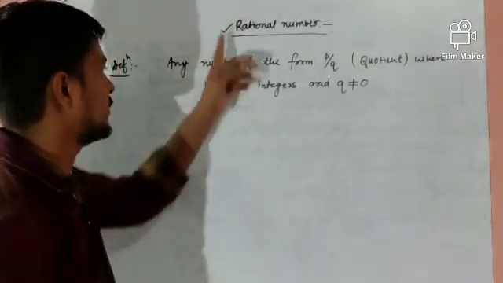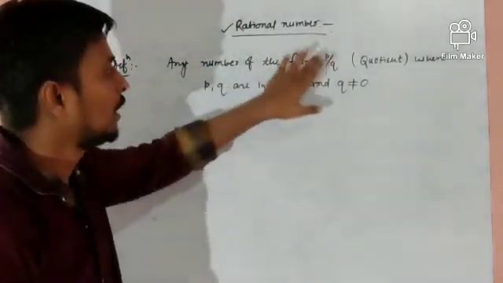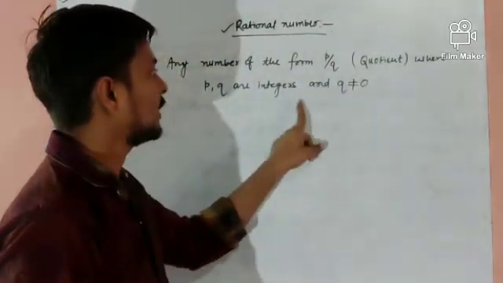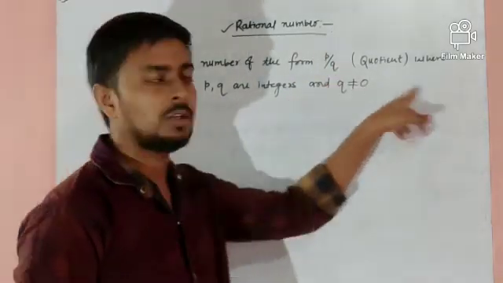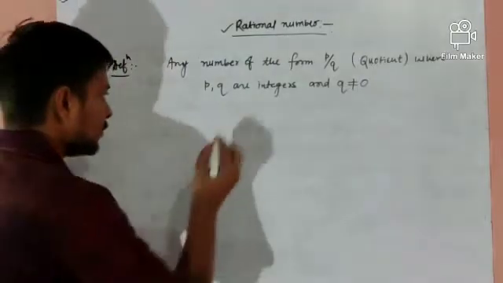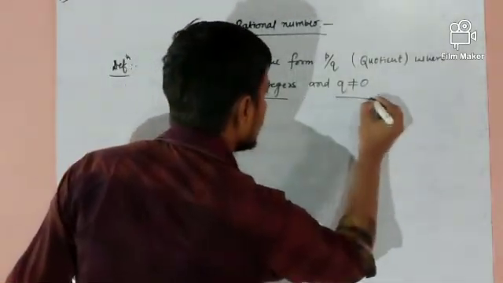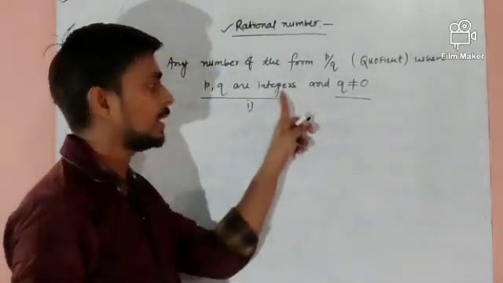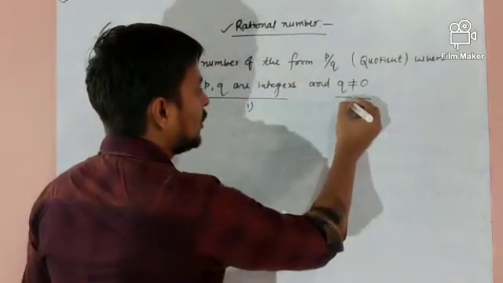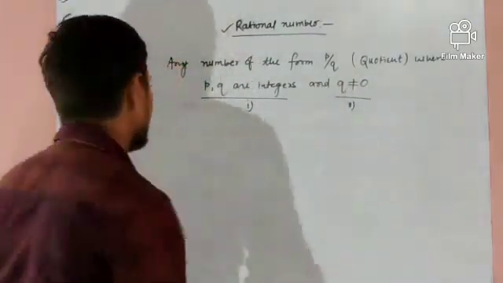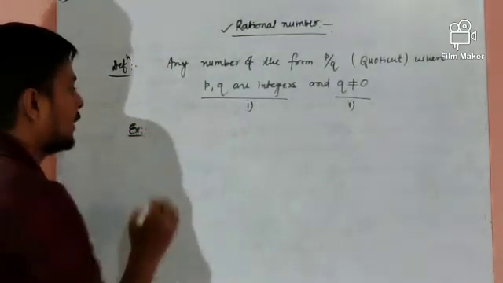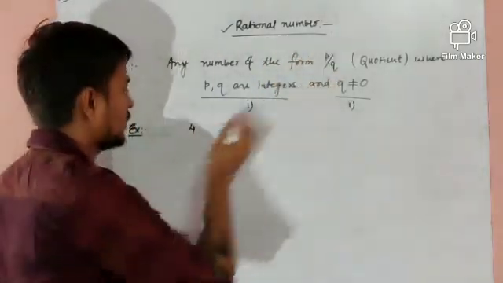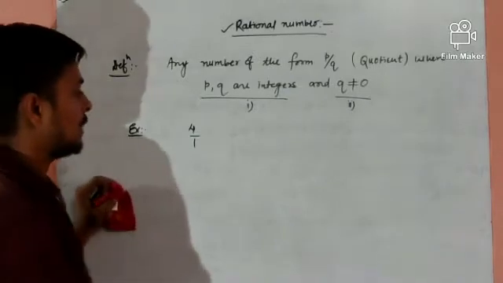So this is the standard definition of rational number: any number of the form numerator upon denominator, p upon q, quotient form, where p and q are integers, and q is not equal to 0. So we have two restrictions. The first restriction is that the numerator and denominator are integers, and the second is that the denominator should not be equal to 0. If I write 4, it can be written as 4 upon 1.